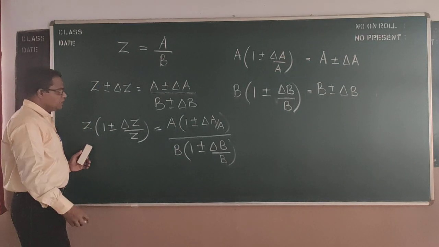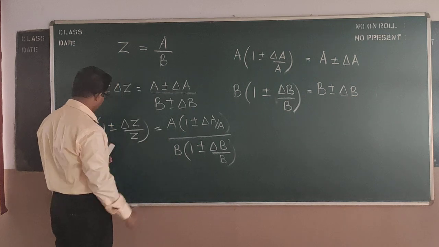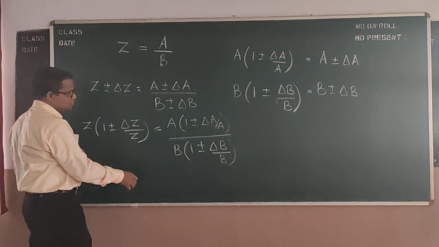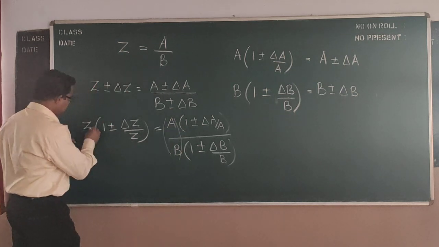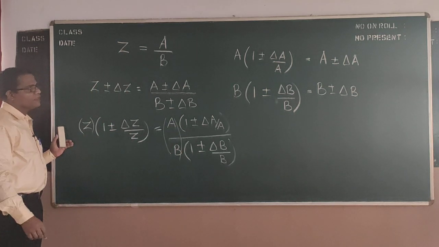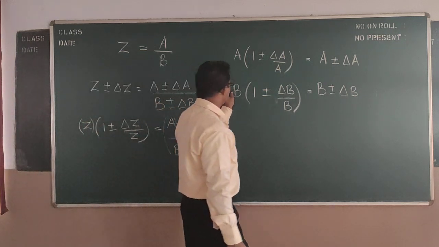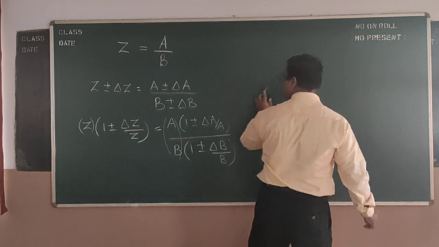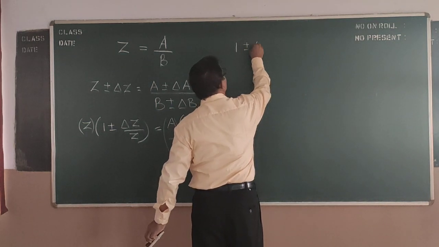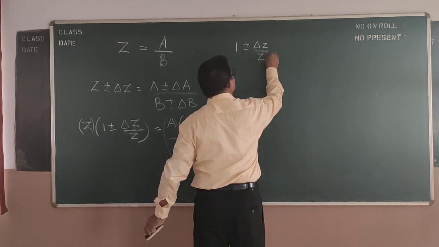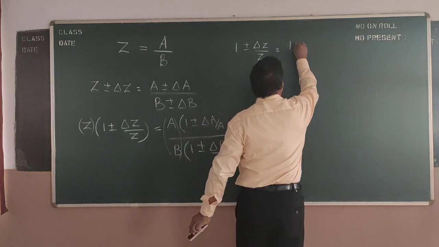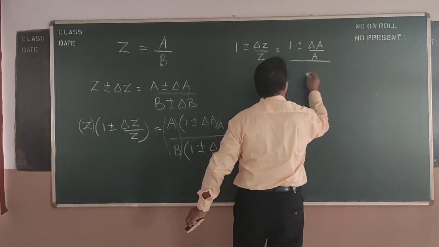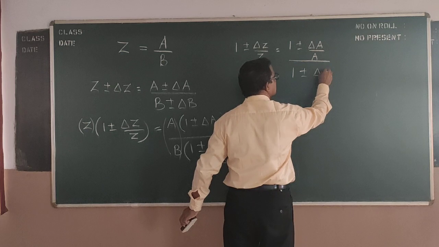Now here we are getting A by B, and that A by B is nothing but equal to Z. So this A by B and this Z will be going, and we get the next step, that is 1 plus or minus delta Z by Z is equal to 1 plus or minus delta A by A divided by 1 plus or minus delta B by B.